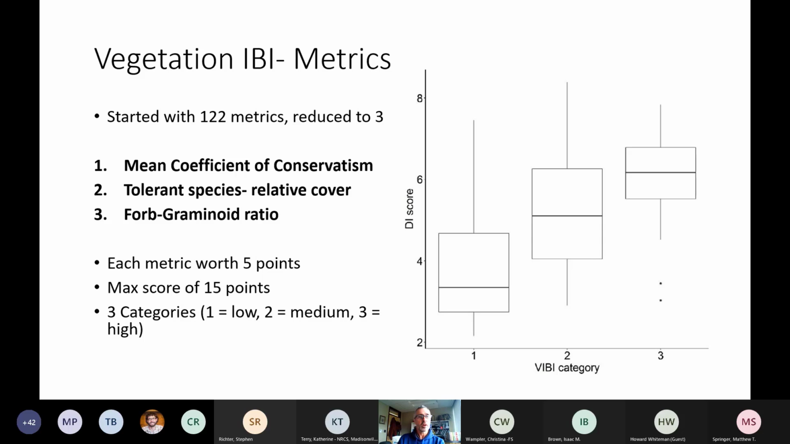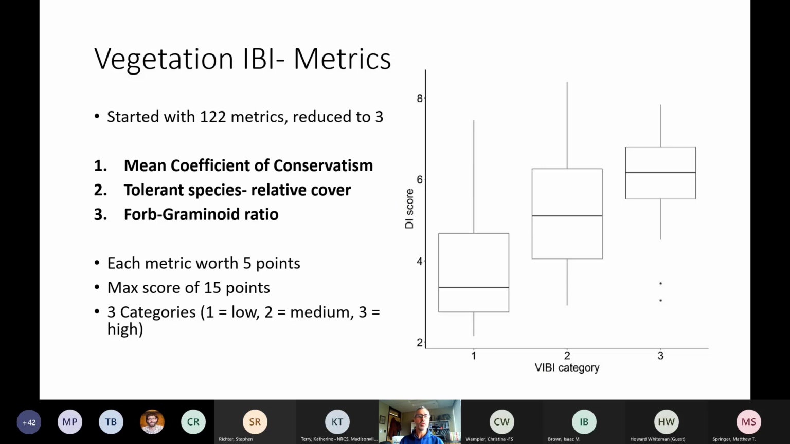This, like the other IBIs, has gone through some iterations, but currently there are 3 metrics: the mean coefficient of conservatism, the ratio of forbs to graminoids, and then the relative cover of tolerant species. So some of these metrics reflect the lack of disturbance, and some, like the tolerant species cover, reflect the presence of disturbance. And they're scaled so that we can combine them.